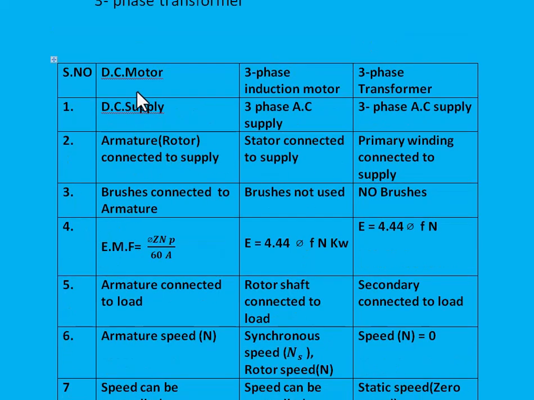and in DC motor, brushes are connected to the armature, whereas in case of 3-phase induction motor, brushes are not used. Similarly, in 3-phase transformer, there are no brushes.